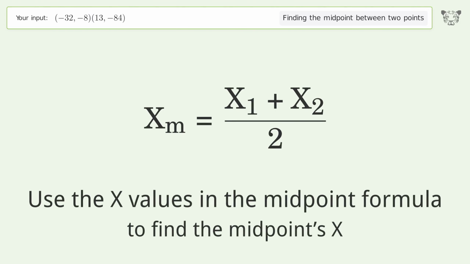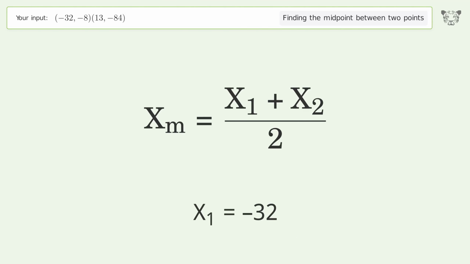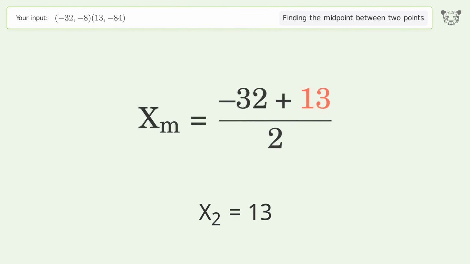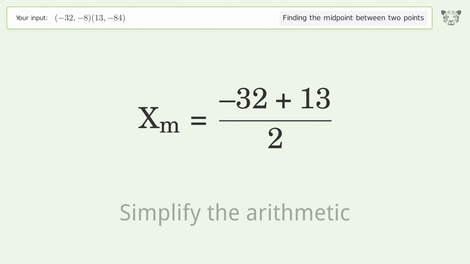Use the x values in the midpoint formula to find the midpoint's x. x1 equals -32. x2 equals 13. Simplify the arithmetic.